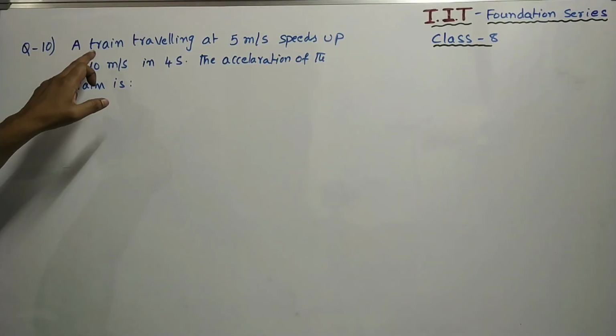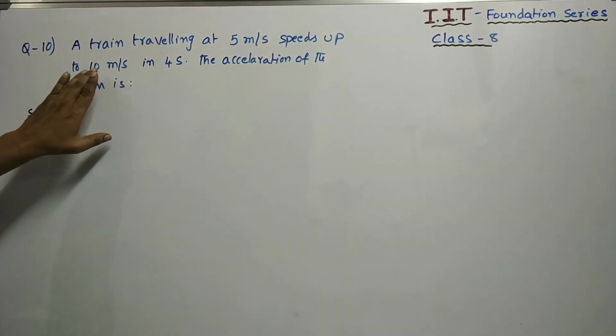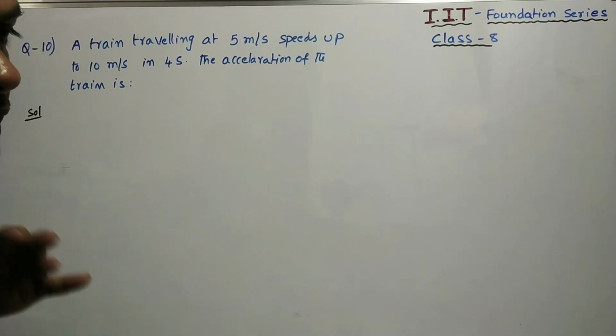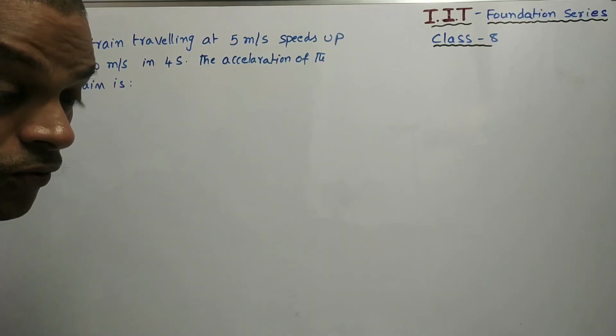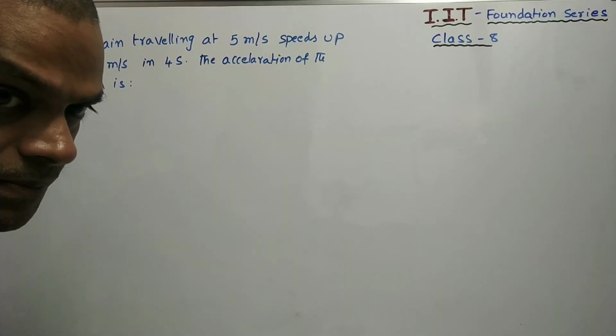The 10th question: a train traveling at 5 meter per second speeds up to 10 meter per second in 4 seconds. The acceleration of the train is? Generally, when you want to ride your bike and there are no hurdles present in your path, you can raise your accelerator. Why? Because raising the accelerator speeds it up.